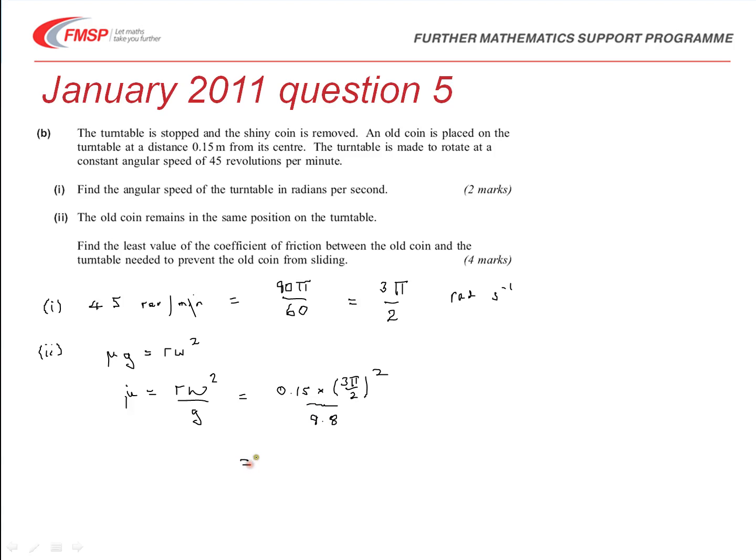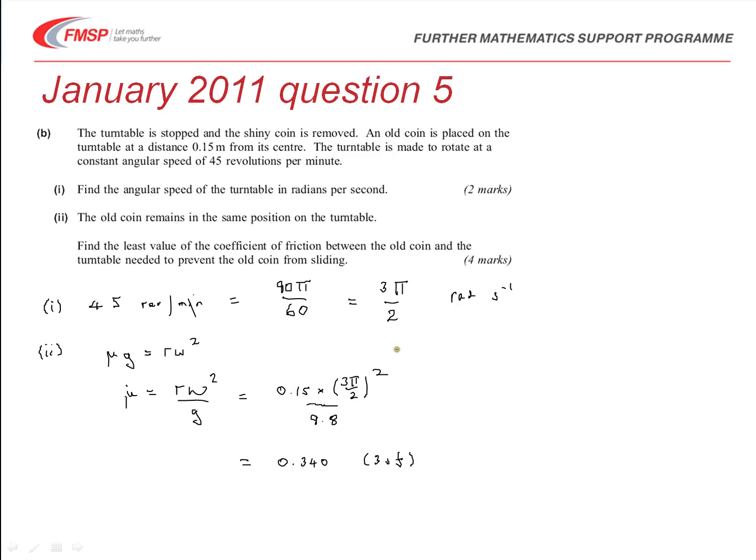And if we now put that through our calculator, we will end up with an answer to 3 significant figures of 0.340, remembering that mu, the coefficient of friction, does not have any units.